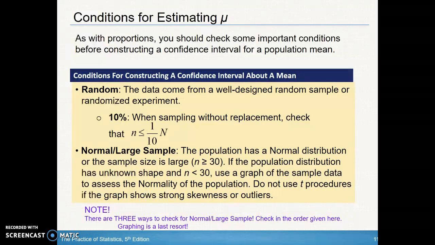Notice again, there are 3 ways for checking for that normal large sample. You need to know all 3. Also remember, you have to write these conditions that you checked them each time there's a problem where you are estimating mu. The problem will probably not tell you to check for conditions. It's expected that you know that.